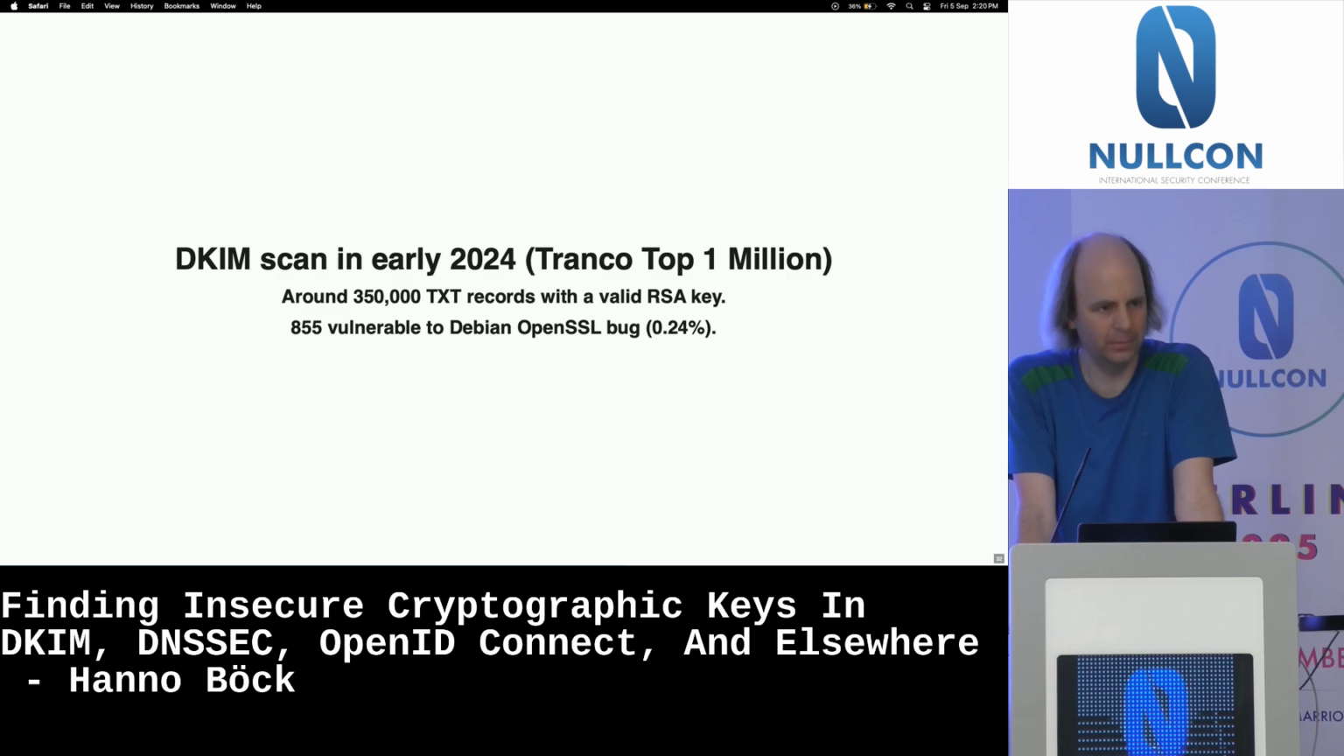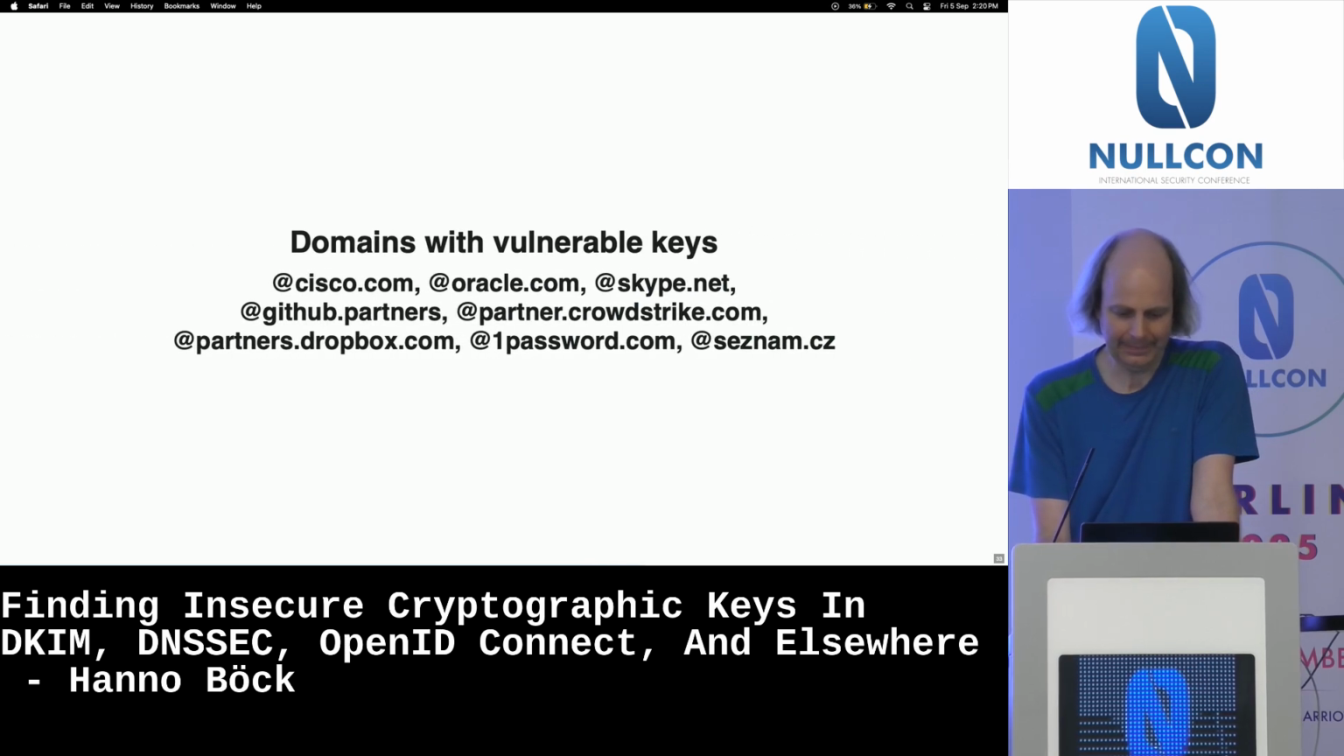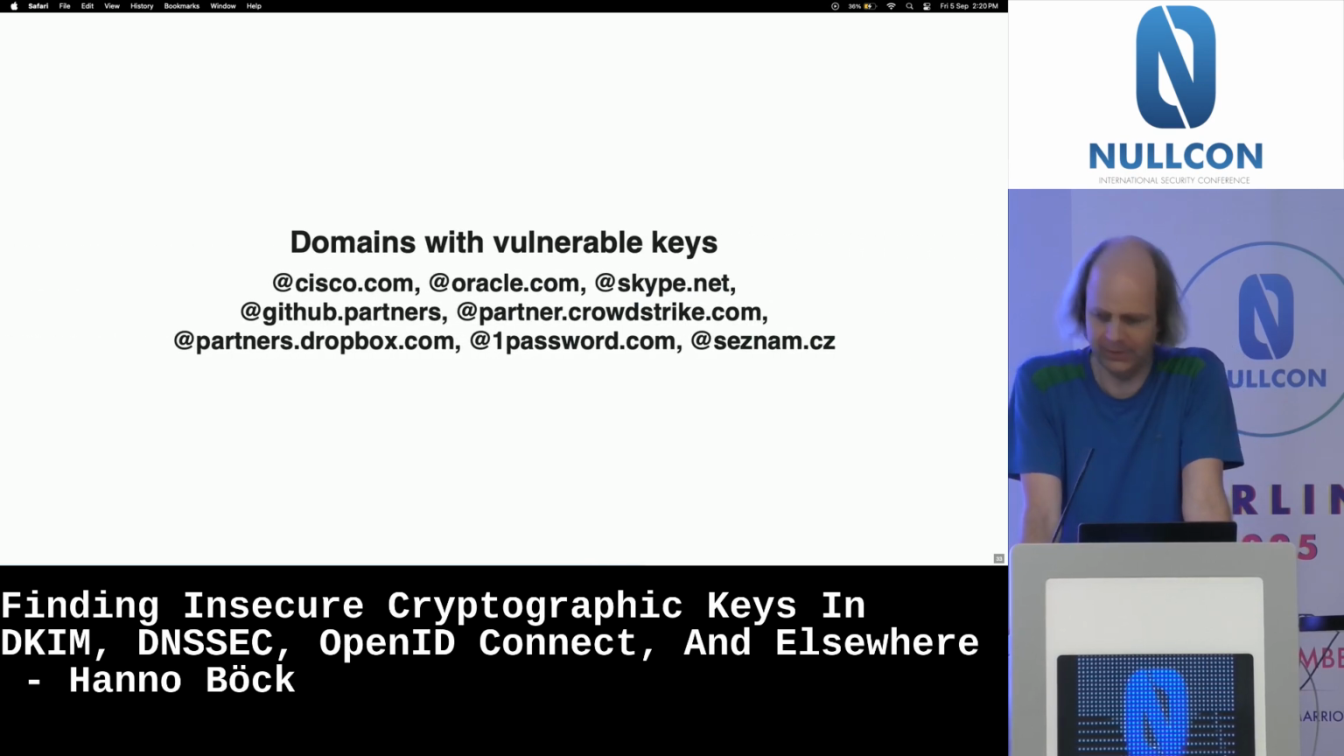Last year, I did a scan of the Tranco top 1 million list for DKIM keys with this brute force method I told you about. I found around 350,000 valid RSA keys, and of those, around 800 were vulnerable to this Debian OpenSSL bug from 2008. Which is quite a significant number for a 16-year-old vulnerability. What's maybe even more interesting is some of the domains that were affected. I think some of these are kind of larger companies.